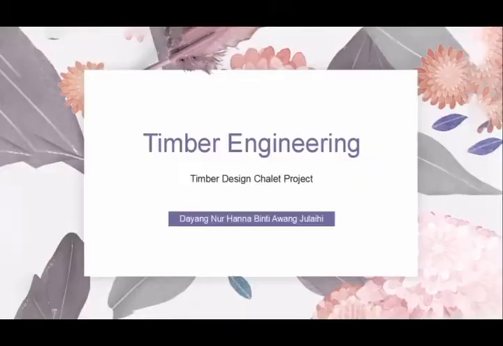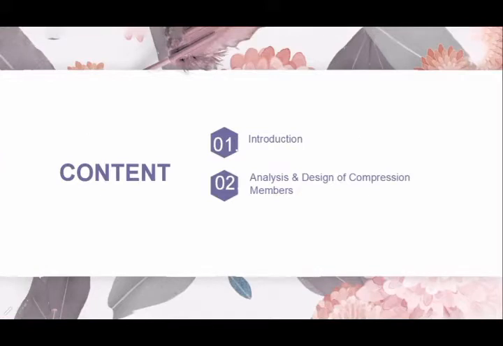My name is Dayang Nurhana and I'm going to present the first part. I'm going to present about the introduction and analysis and design of compression members.